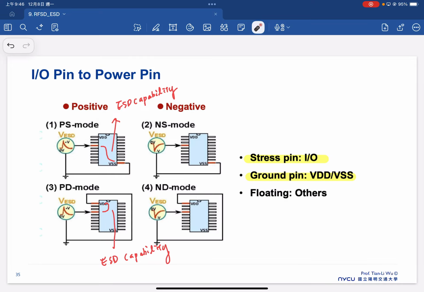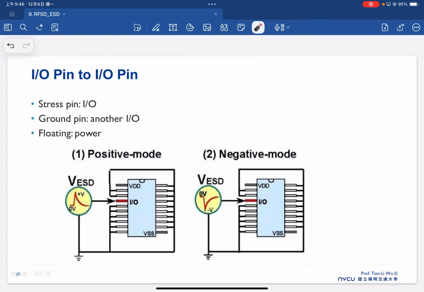And we also need to consider the pin to pin test, which stresses one input output pin and grounds another input output pin, and the power VDD or VSS is floating. Then we also have the two ways. One is positive, for example we give the positive pulse here, and also negative, where we give the negative pulse here. That's a typical testing procedure for ESD.